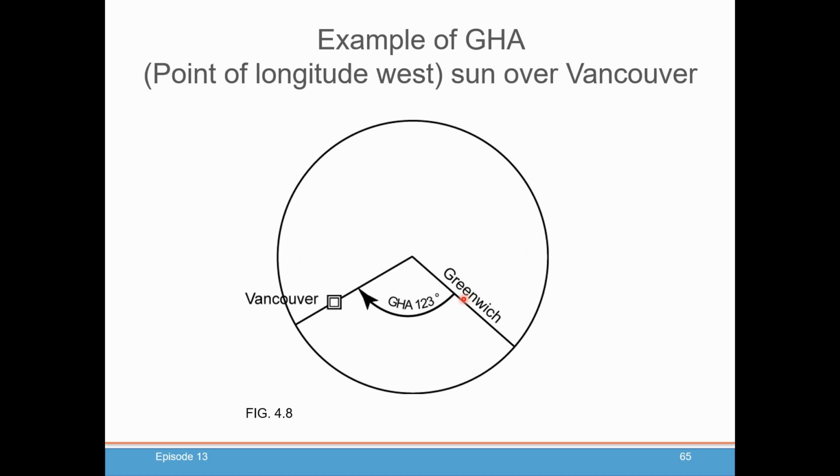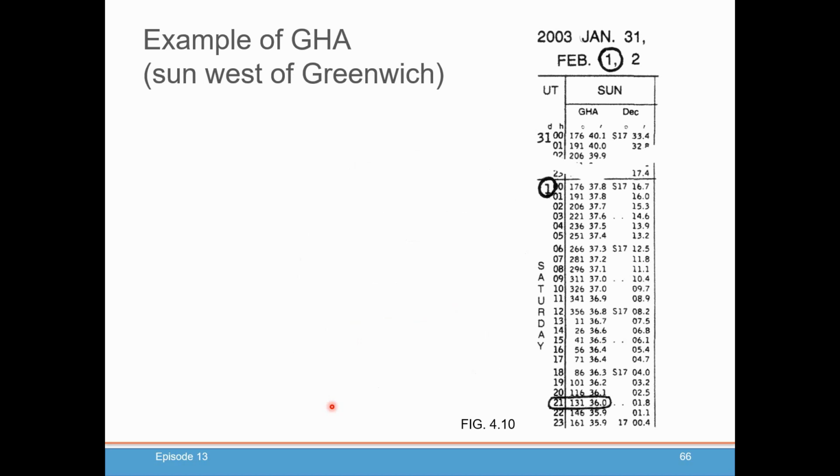So here's an example of a longitude where the sun is over Vancouver, and the GHA would be about 123 degrees. So let's take a look at that in the almanac. So here we are, February 1st, 2100 hours. Where is the sun? We look up February 1st. We go down to 2100 hours. And in the GHA column, we see it's at 131 degrees, 36.0 minutes.